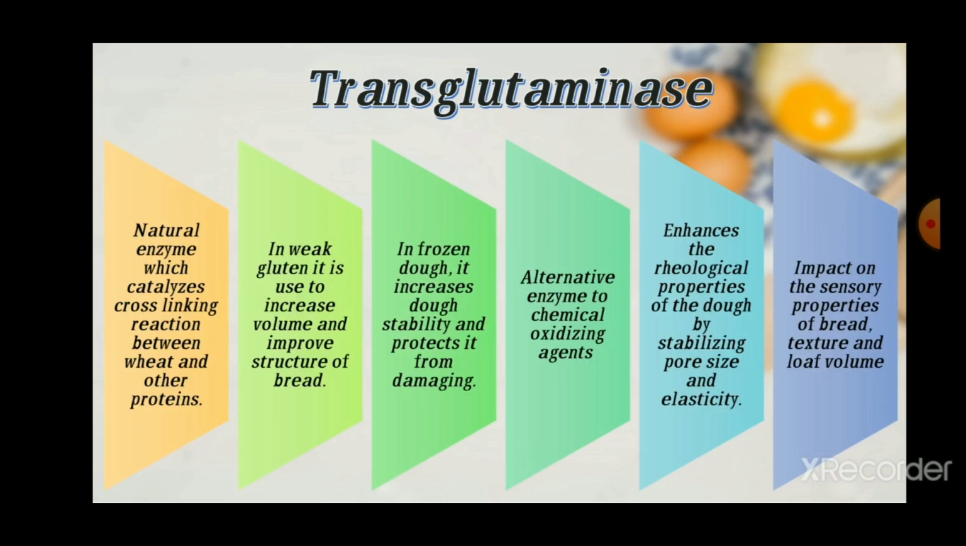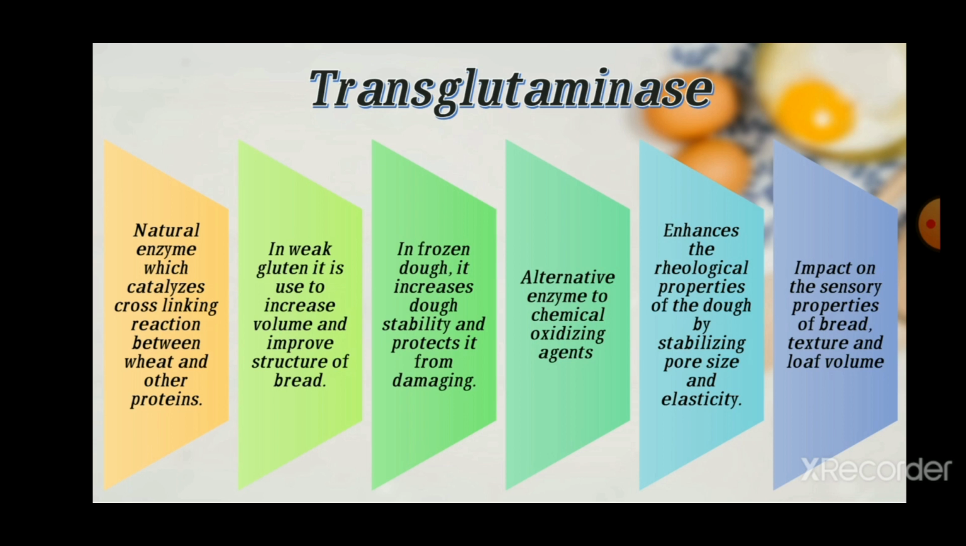Last is transglutaminase. Transglutaminase is a natural enzyme which catalyzes cross-linking reactions between wheat and other proteins. In wheat gluten, it is used to increase the volume and improve the structure of the bread. In frozen dough, it helps to increase the dough stability and protect it from damage.